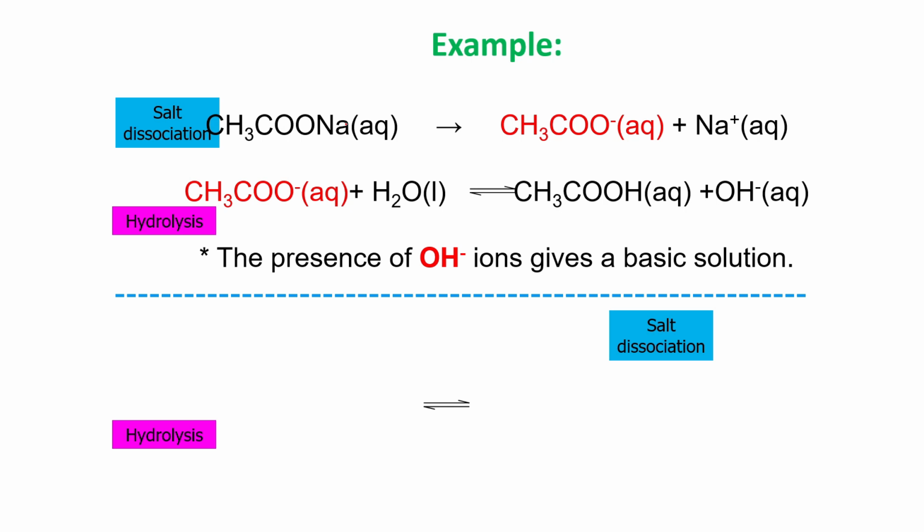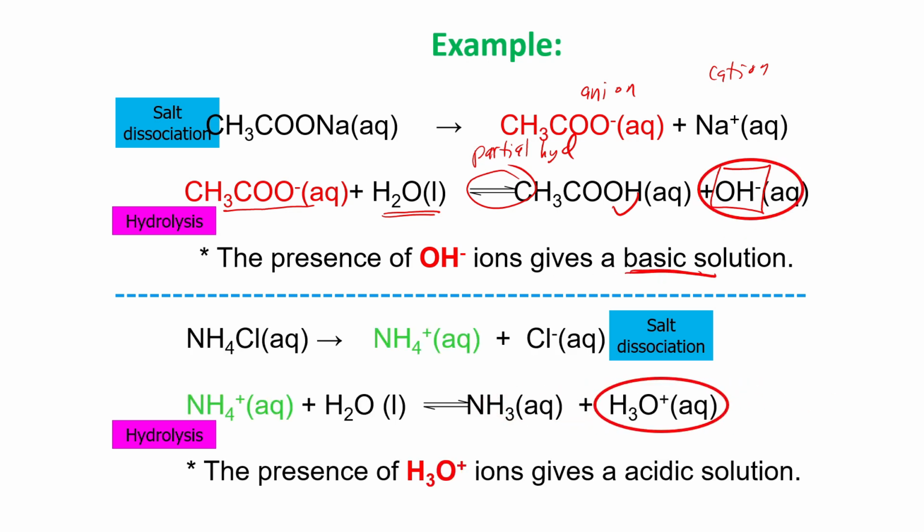CH3COONa, sodium ethanoate, salt dissociate produce anion and cation. So between this anion and cation, yang strong conjugate ialah CH3COO-. So dia akan undergo hydrolysis, meaning react with water. So partially hydrolysis, so produce back its original acid CH3COOH and also OH minus. So OH minus produced at the end of the equation, meaning dia ialah basic salt ataupun basic solution.